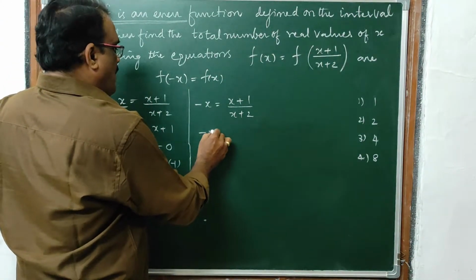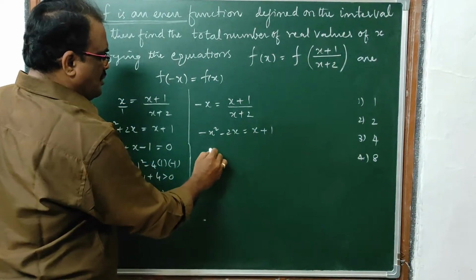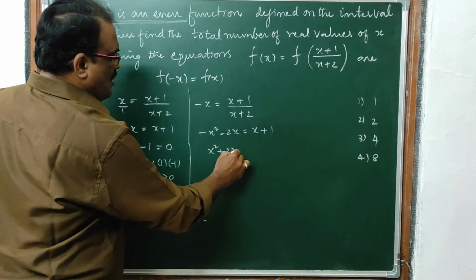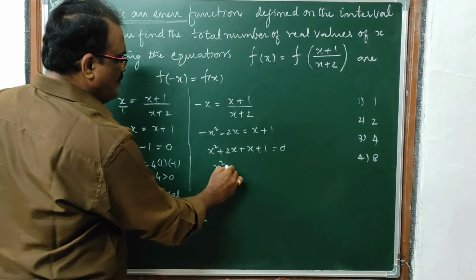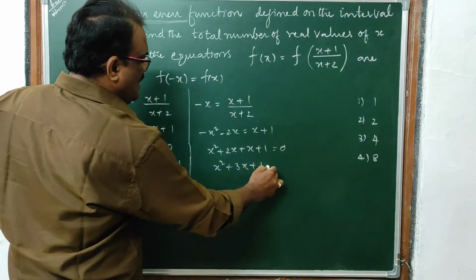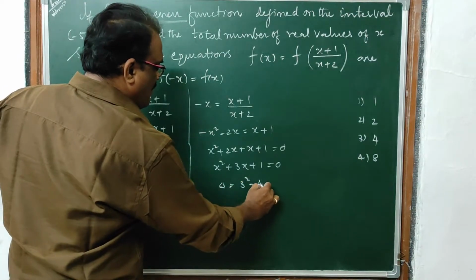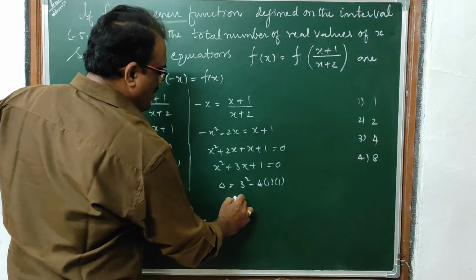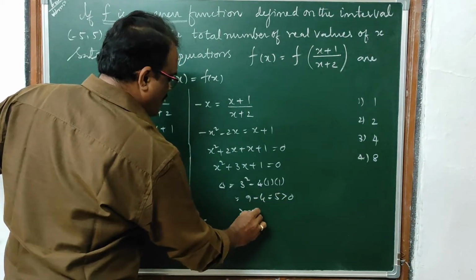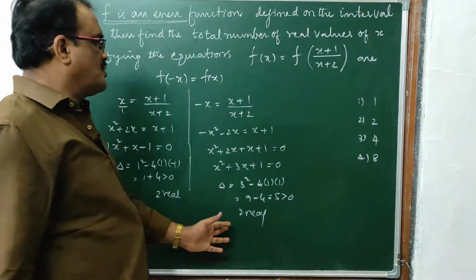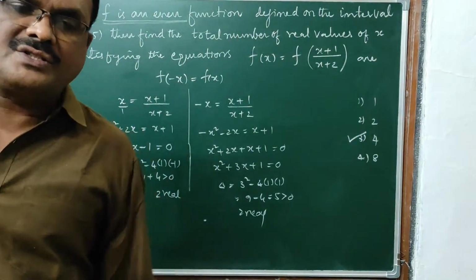Next, minus x square minus 2x is equal to x plus 1. Send it to the right hand side. x square plus 2x plus x plus 1 is equal to 0. x square plus 3x plus 1 is equal to 0. Discriminant, b square minus 4ac. This is 9 minus 4, 5. This is also greater than 0. 2 real values. 2 plus 2, 4 real values. So we will have 4 real values of x.